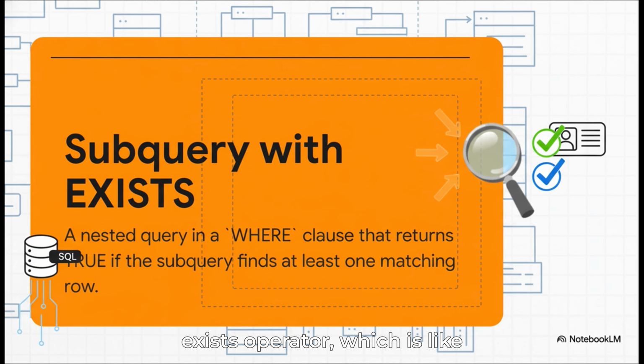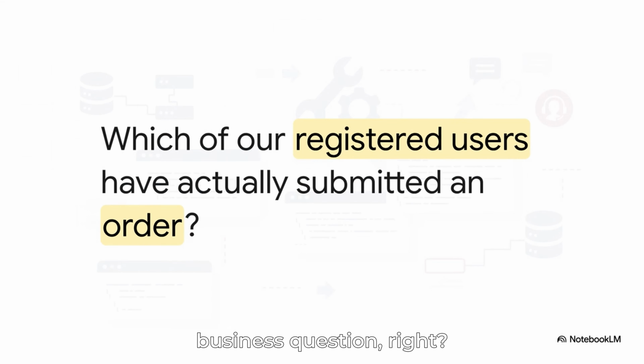We're going to use it with the EXISTS operator, which is like asking the database a simple yes or no question. For this user, does at least one order exist? It doesn't care what the order was or how much it cost, just that it's there, which makes this method incredibly efficient.